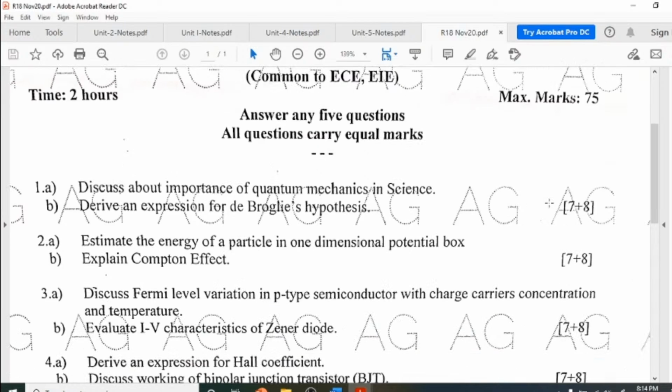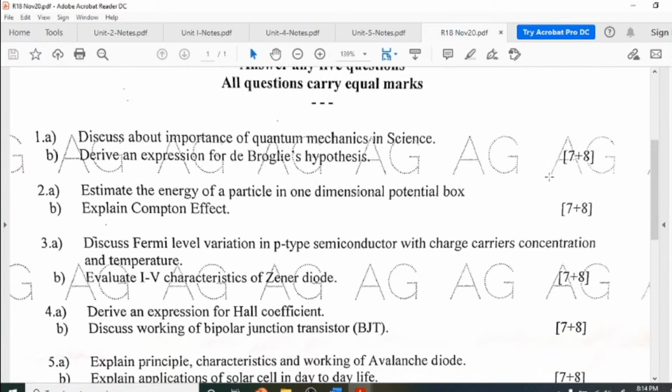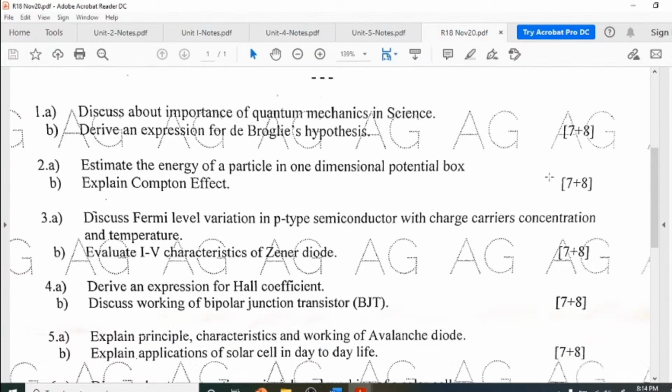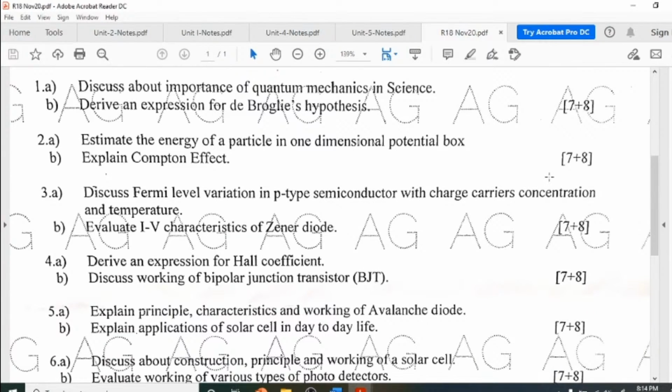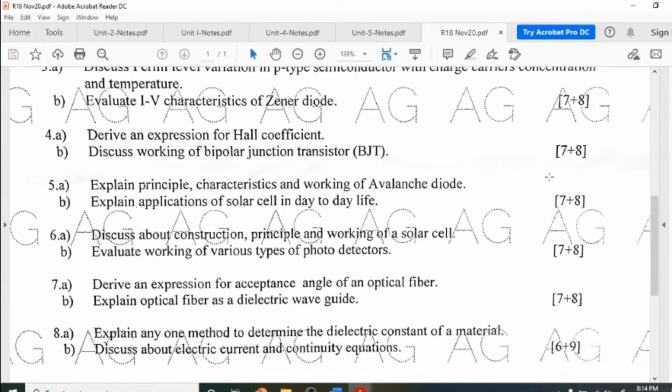We are not very sure this would be the pattern that we are going to get the day after tomorrow for our exam or not, but possibly this is the case. Now let us check here. The first question is from the first unit, second question is also from the first unit, third question is from the second unit, fourth question is from the second unit, fifth question is from the third unit, and then sixth question is from the fourth unit, seventh is also from the fourth unit, eighth question is from the fifth unit.